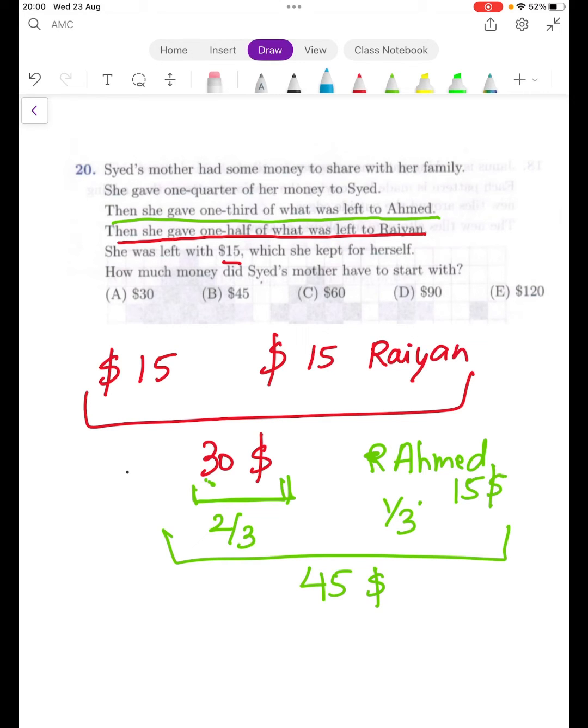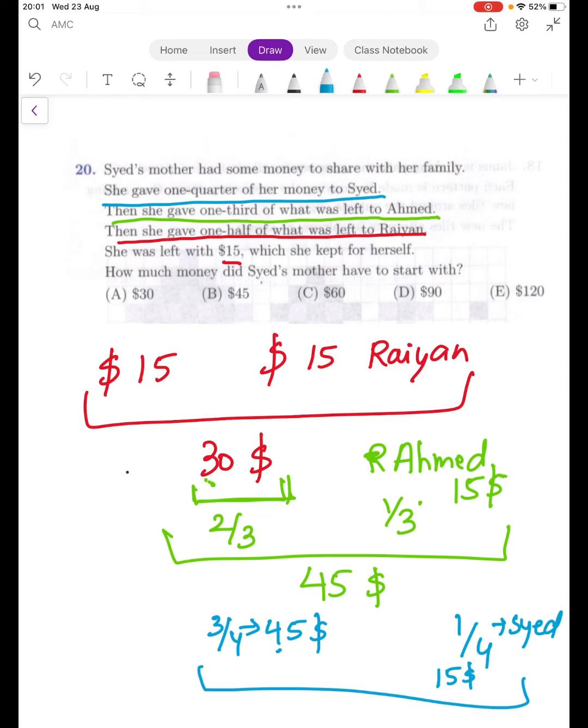Now let's go to the previous step. She gave 1/4 of her money to Said, and she kept 3/4 for herself, which was $45. So if this is 3/4, each equal portion has to be 15. So the 1/4 Said got is also $15. So at the beginning, 45 left plus 15 to Said, she had $60. All right, so she began with $60.